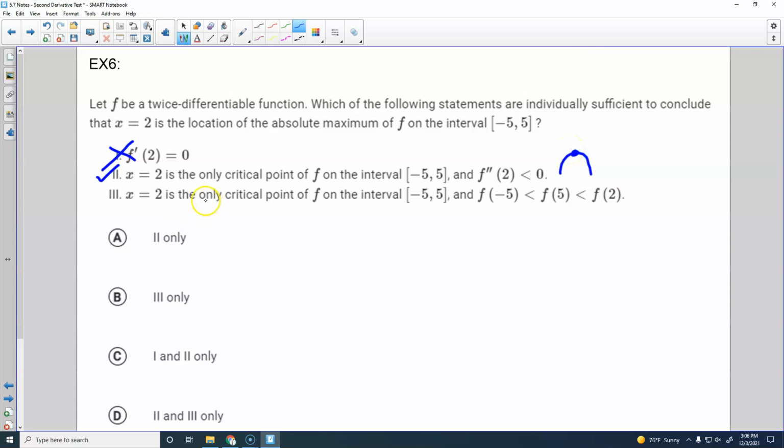All right. Here's our other possibility. Only critical point. Negative 5, 5. It tells you f of negative 5 is less than f of 5, which is less than f of 2. F of 2 is bigger than f of negative 5 and f of 5. So if I'm looking, and remember this is absolute. So if I'm looking for absolute maximum minimums on an interval, then I take the derivative, find the critical point, which is 2. Right? They tell us 2 is a critical point. And I test the points, 2, 5, and negative 5. Whichever one's the highest is my maximum. So this one is right also.